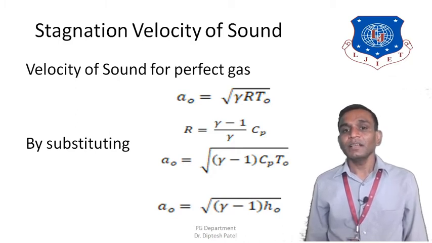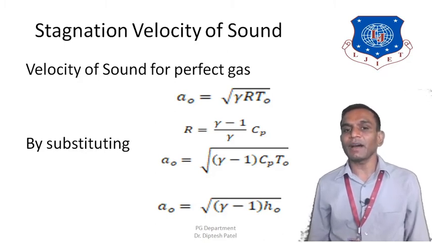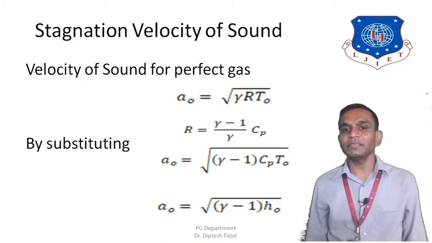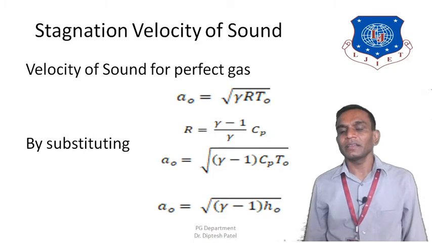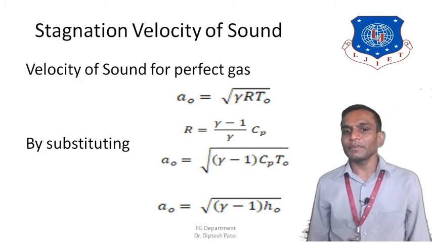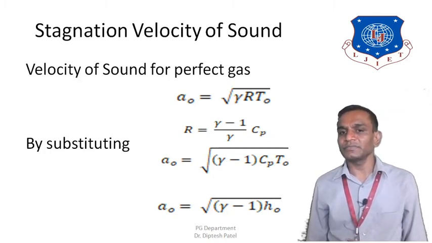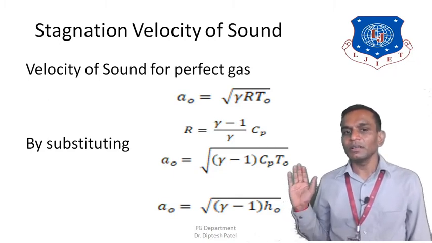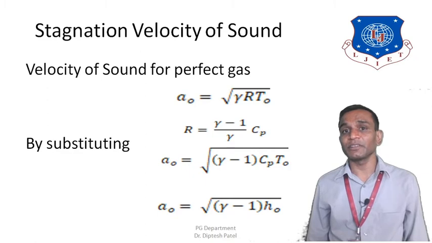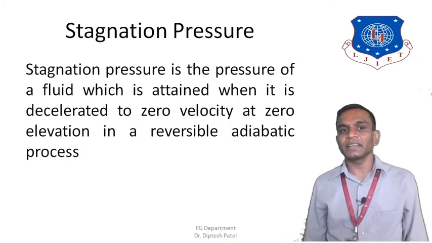So now let's put the value of R in the above equation. By substituting the value of R, we can find that A0 is equal to the square root of (gamma minus 1) into Cp into T0. So the term gamma would cancel, and therefore A0 is equal to the square root of (gamma minus 1) into H0, since we know that the stagnation enthalpy H0 is equal to Cp T0. So A0 is equal to the square root of (gamma minus 1) into H0, and that is the stagnation velocity of sound.